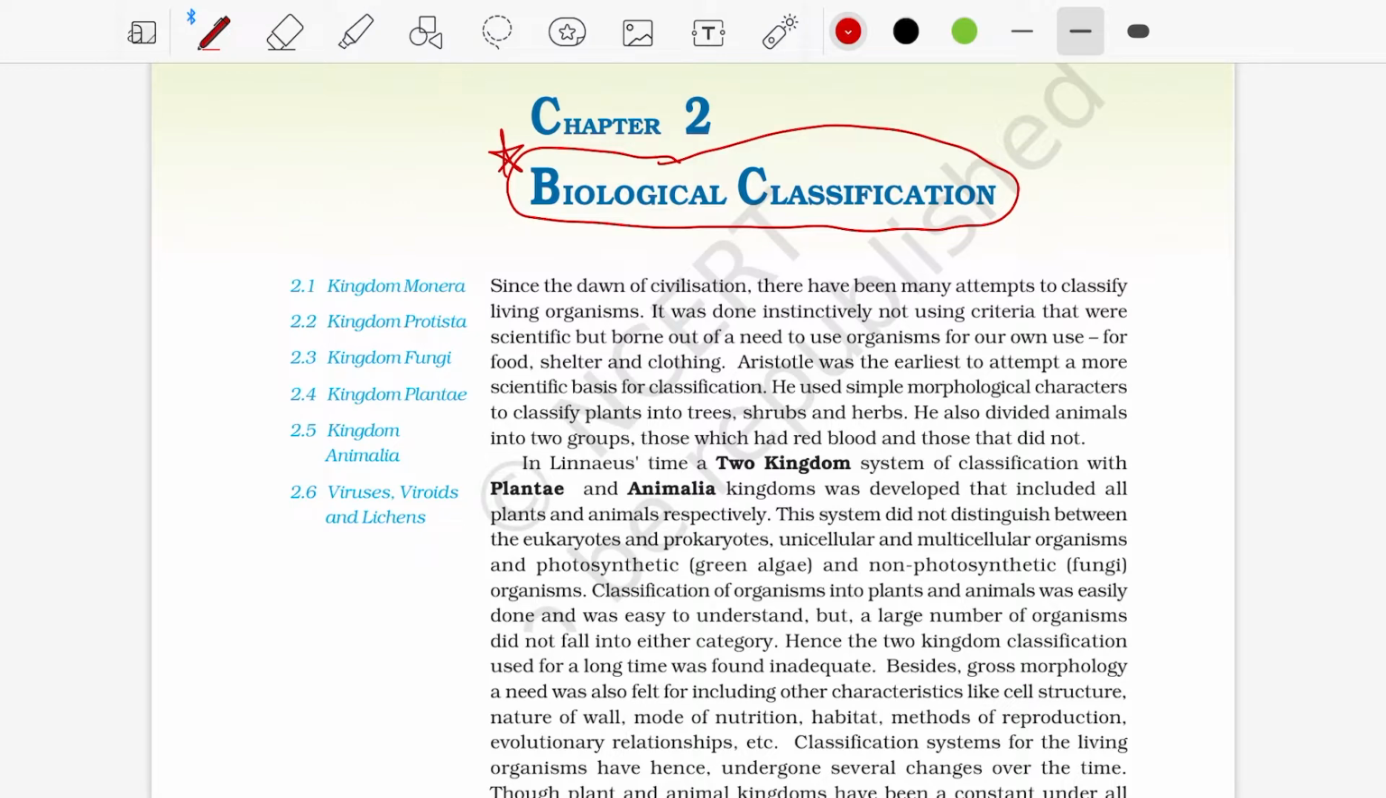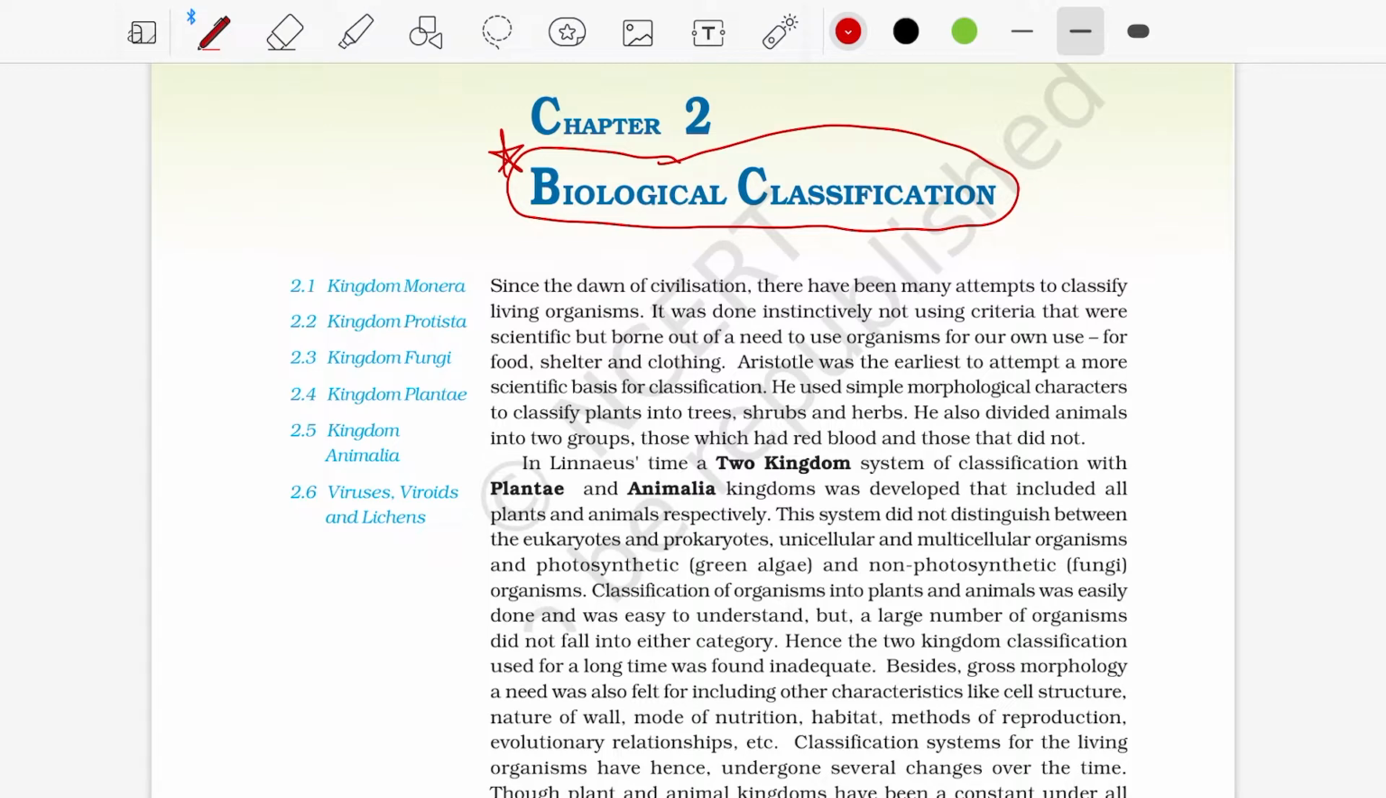So let's get started. Since the dawn of civilization, there have been many attempts to classify living organisms. As you all know, in the earlier days there was no such classification. There was no classification regarding whether it's plants, animals, or any other classification of biological organisms. So it was done instinctively, not using scientific criteria, but born out of a need to use organisms for our own use, for food, shelter and clothing.